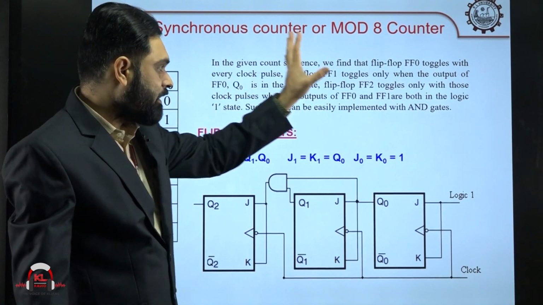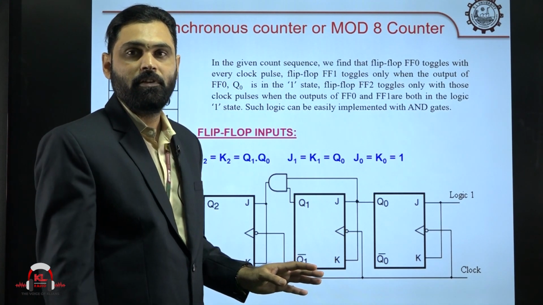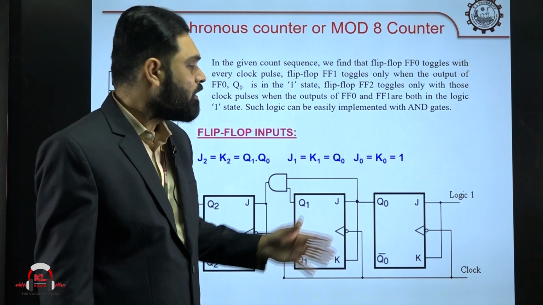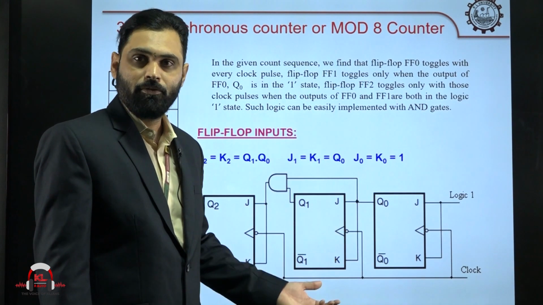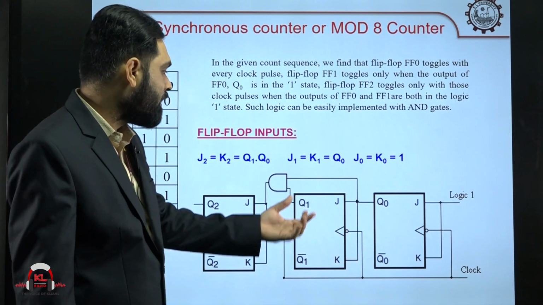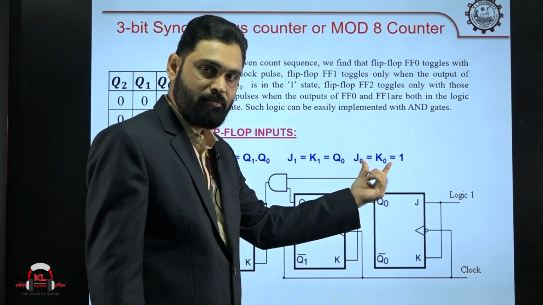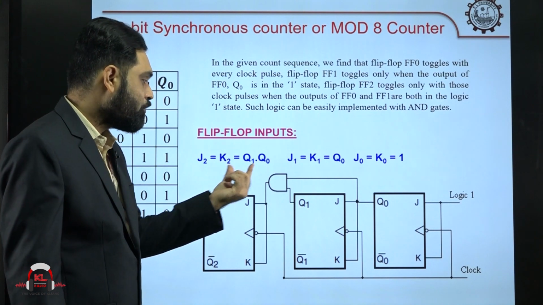So, after taking that table inputs, you have to solve each column with a Karnaugh map or using Boolean algebra, whichever is comfortable, but a Karnaugh map is simple in these counters. Using the Karnaugh map you have to solve, and after solving you will get equations. After solving we got J0, K0 value 1, J1, K1 equal to Q0, and J2, K2 equal to Q1 into Q0.